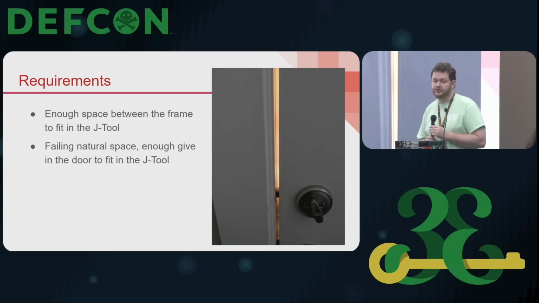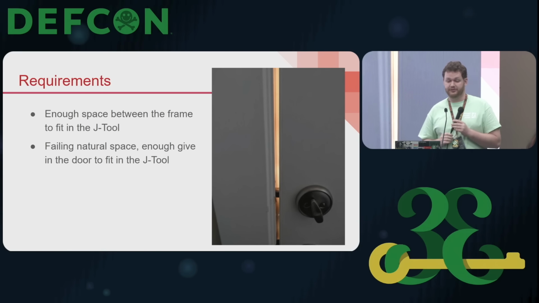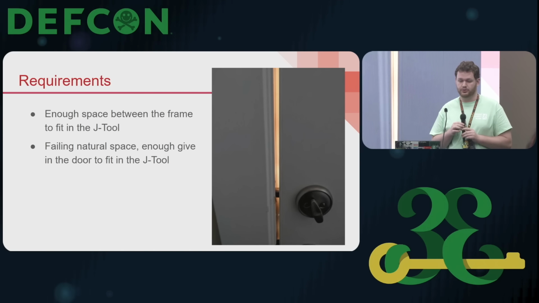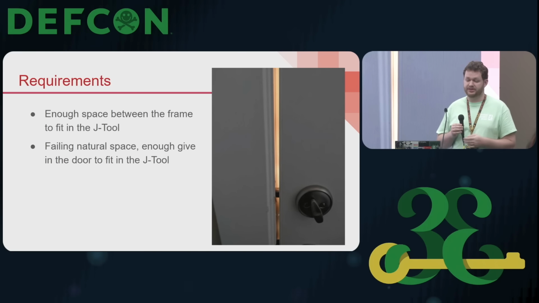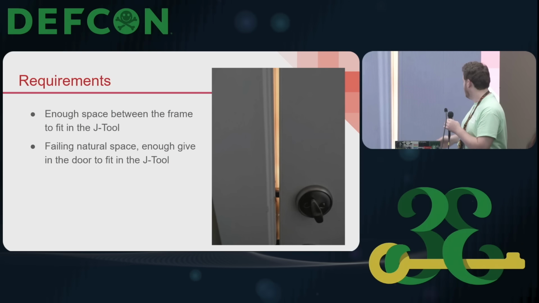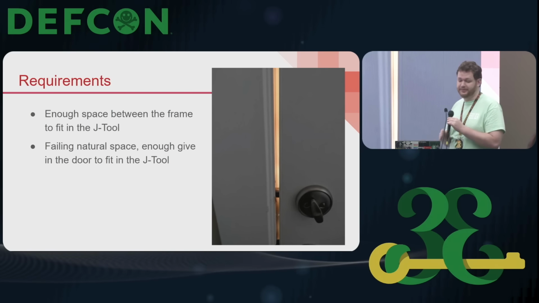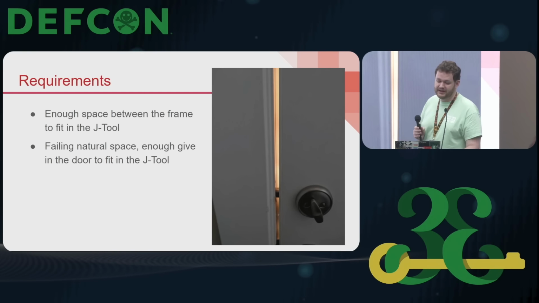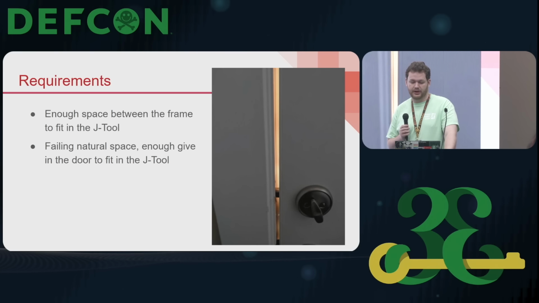So the requirement for this tool in order to work is enough space between the frame to fit the J tool. They are a thicker tool that do require a wired component inside of the metal casing. So they are about a couple millimeters thick, but thick enough that often there are not a whole lot of doors that do just have a very opportunistic gap such as this to be able to fit the tool inside. Failing natural space, enough give would also be able to fit the tool into the door.